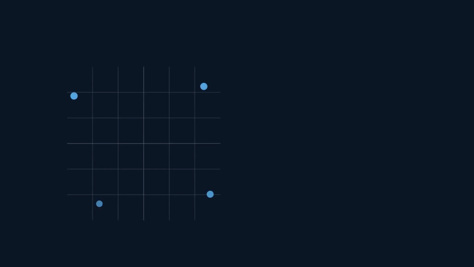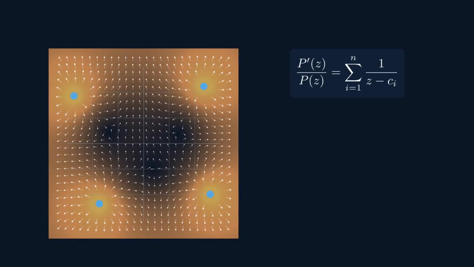To see why the cage holds, rewrite the ratio p' over p as a sum. Each root contributes one simple fraction, 1 over z minus ci. Read that geometrically. Each root is a charge. Each arrow points radially away from that charge. The zeros of p' are the places where all the arrows cancel out, equilibrium.